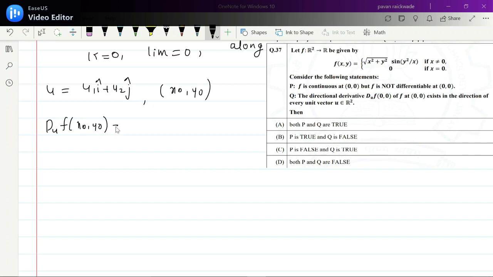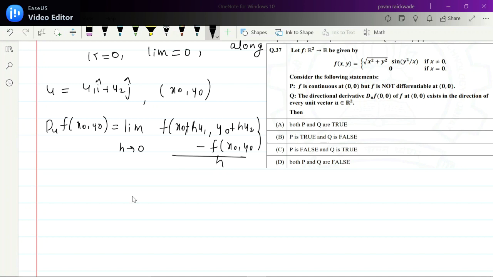Suppose I write like this: du of f at point x0 comma y0 is just limit as h goes to 0 of f at x0 plus h u1 comma y0 plus h u2 minus f at x0 comma y0 divided by h. Okay, so this is the definition. So now if you want to check at point 0 comma 0, it is just du of f at 0 comma 0, which is equal to limit as h goes to 0 of f at h u1, right?